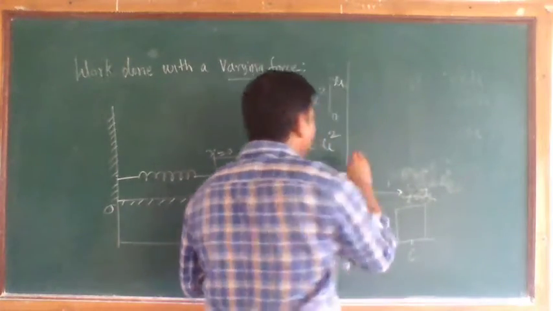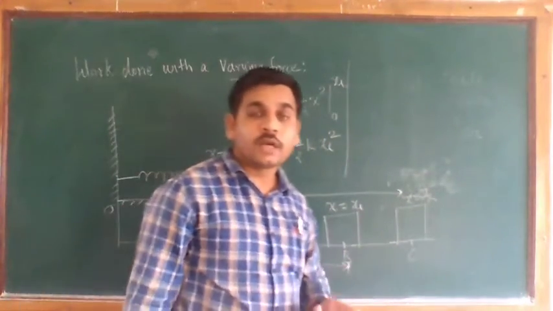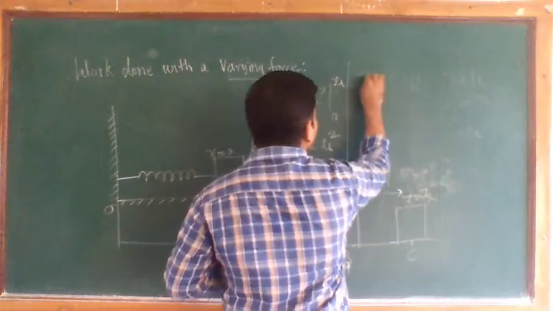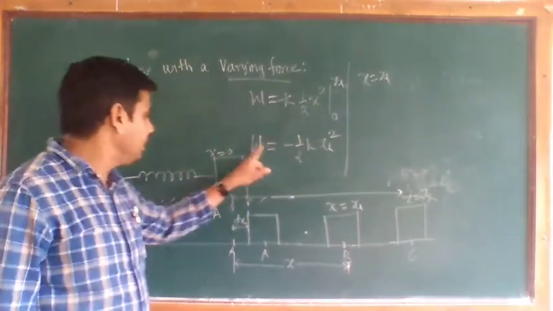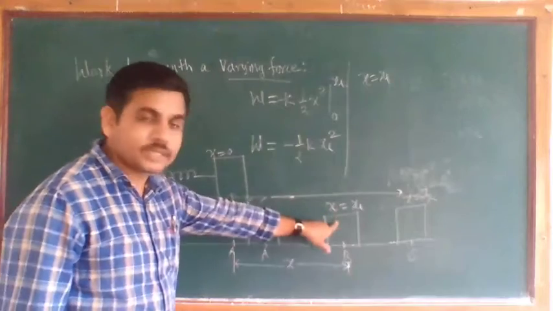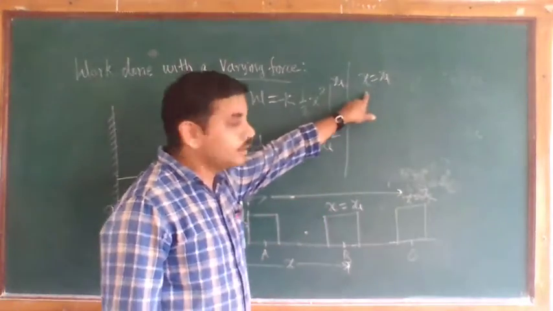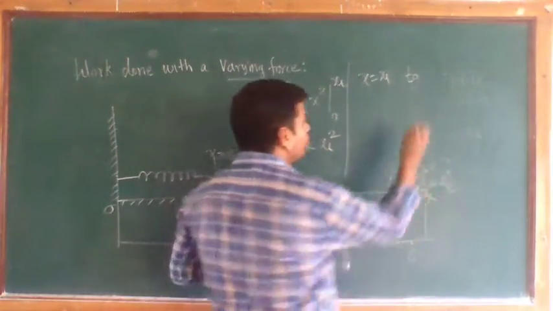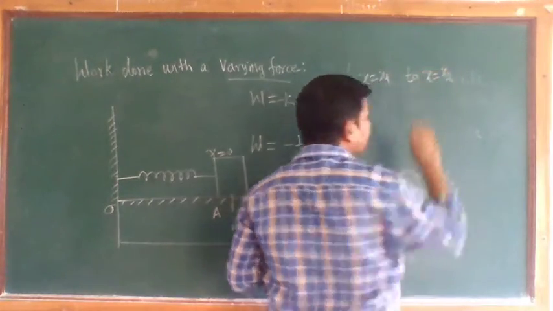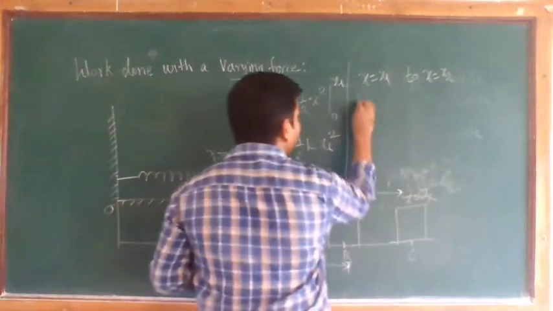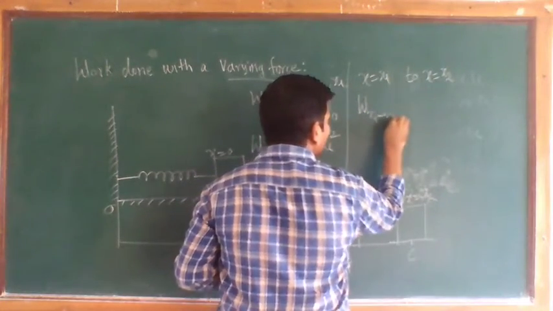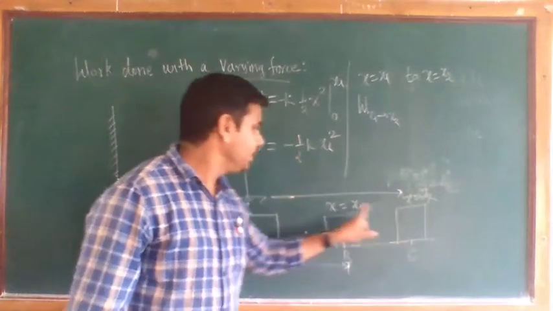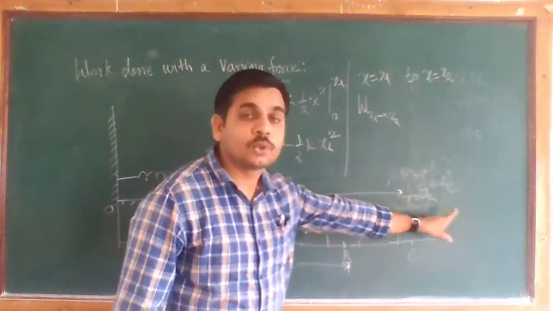If you want to determine the work done for any other conditions, in the first condition the block will be moving from x is equal to 0 to x1. We are now considering the block from x1 to x is equal to x2. In that condition, you can say the work done from x1 to x2 means the block is moving from position B to point C, from x is equal to x1 to x is equal to x2.